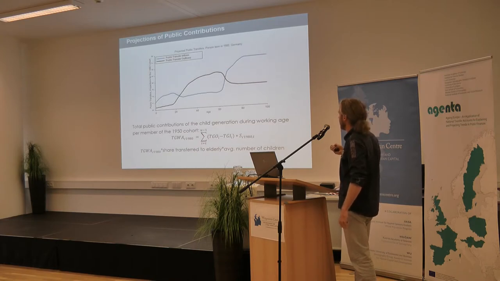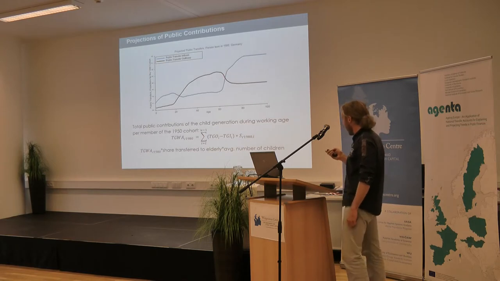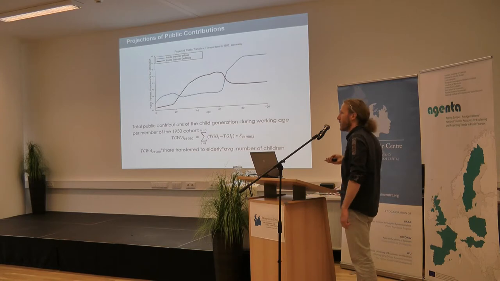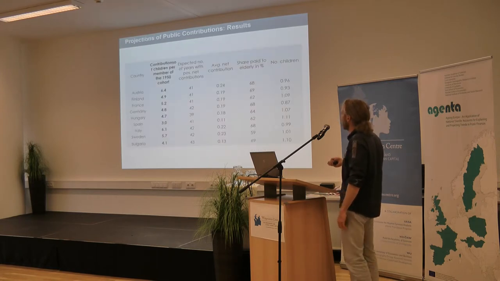So the benefits are the blue line, the contributions are the black line, and what we are interested in is this area in between. So these are the transfers paid to the child generation or the elderly generation. And if we calculate the total amount that is paid to the elderly generation, we get the following results.